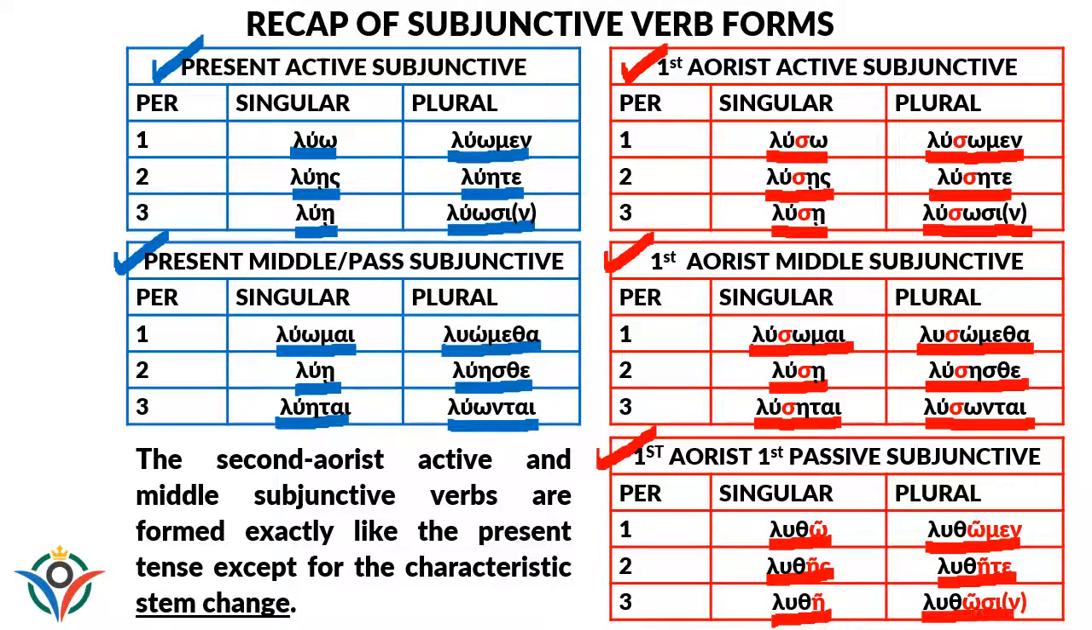And then please remember that the second aorist active and middle subjunctive verbs are formed exactly like the present tense, except for the characteristic stem change.